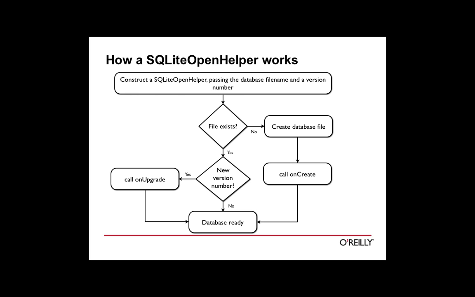And then in that case the database will be ready. In the most common case, probably, the file will exist and the version number will not have changed. In that case the SQLite database will be ready as well. And that's what the SQLite Open Helper helps you do: get through a couple of those common cases that you have to deal with.